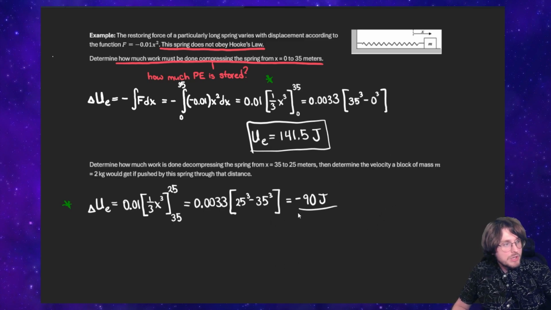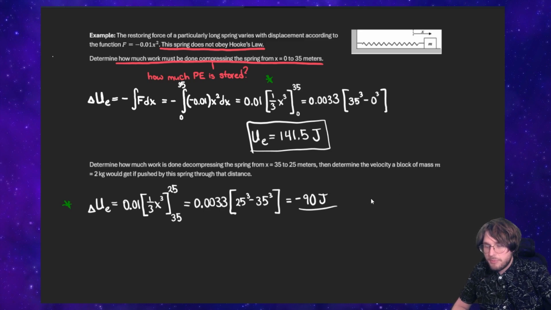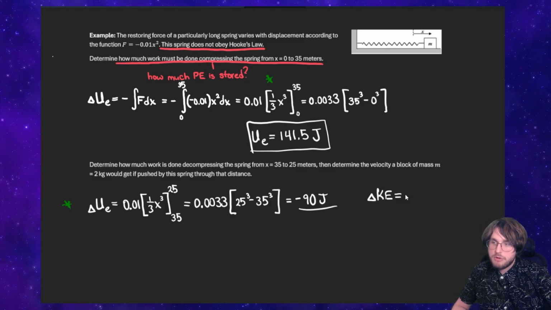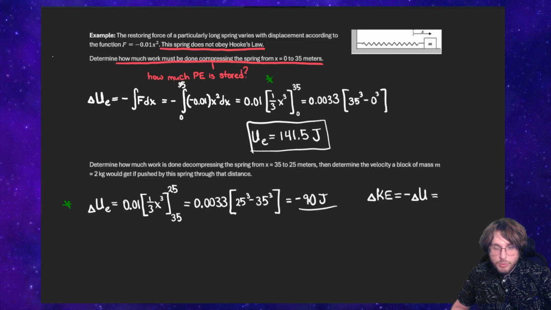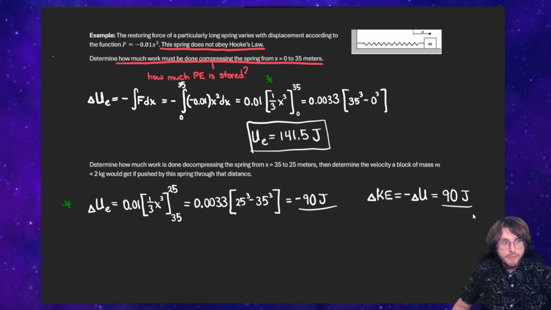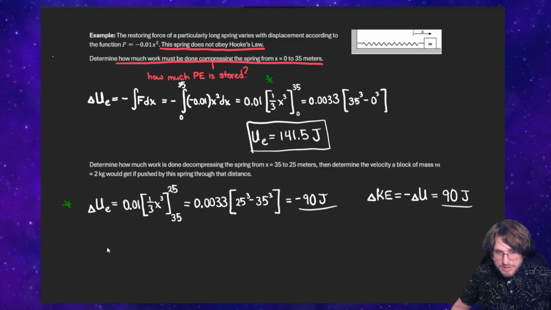And so for that, we're going to use the relationship between change in potential versus change in kinetic energy: the change in kinetic energy of an object is going to be the inverse, or the negative, of the change in potential energy that that object experiences. So in this case, our change in potential was negative 90, so our change in kinetic energy is going to be the negative of that, which is positive 90 joules. Okay? And with that, we can now define change in kinetic energy.